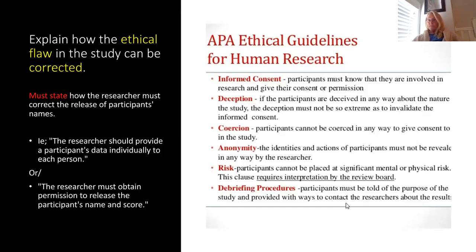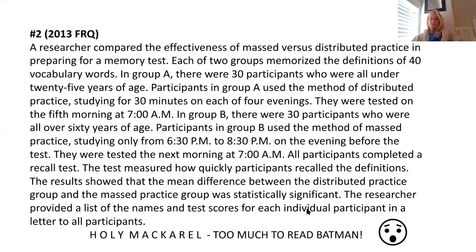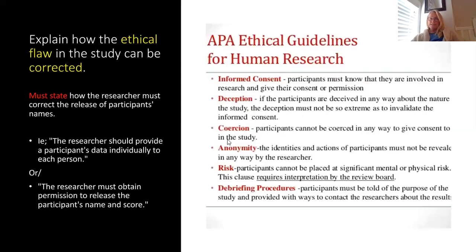And then you must debrief them. You must tell them the results, and why you were doing the particular study as much as you can tell them. So if we think back to the original study that was presented to you, what it's asking is, well, what ethical guideline was actually violated here and how would you correct it? Well, if you look at the last sentence, the researcher provided a list of the names and test scores for each individual participant and a letter to every single person. Well, right there, that tells you you are not doing anonymity at all.